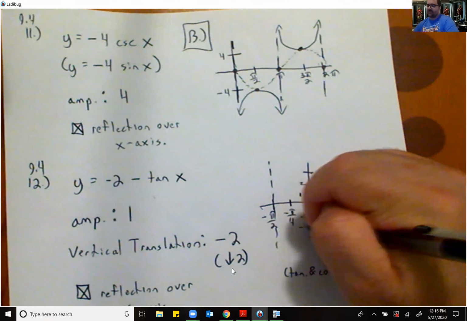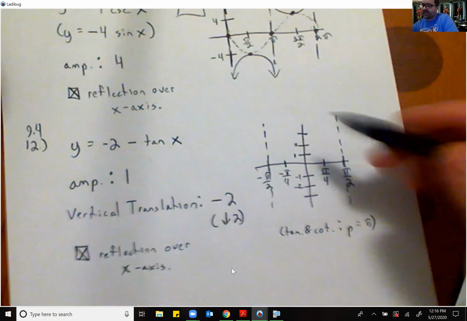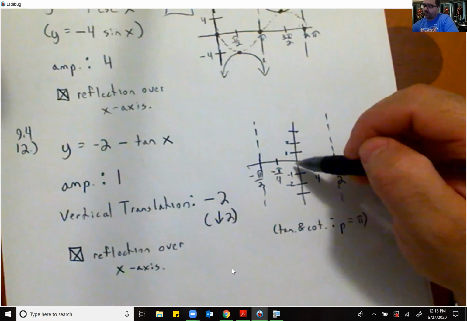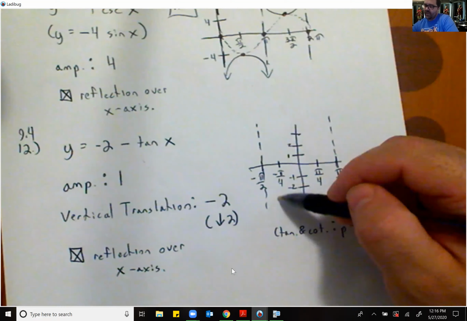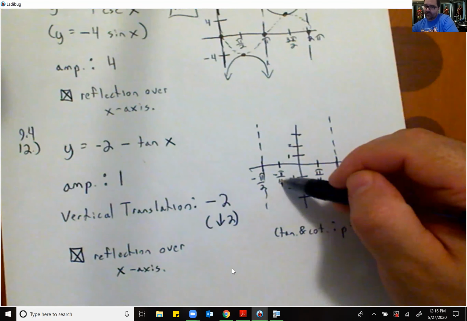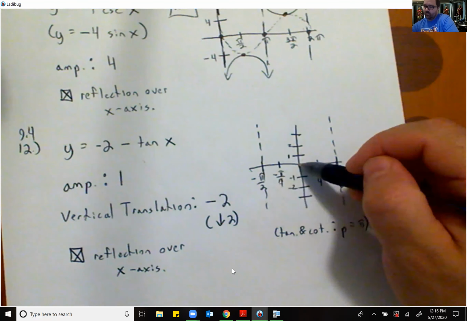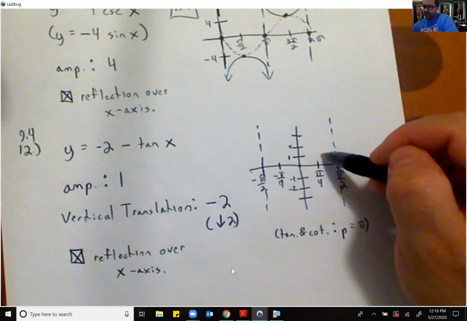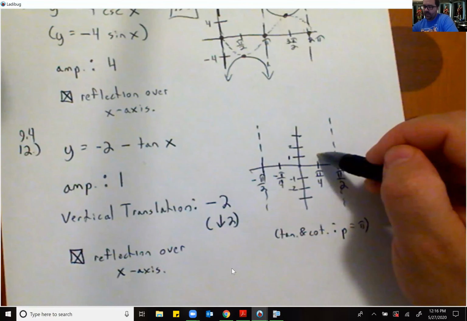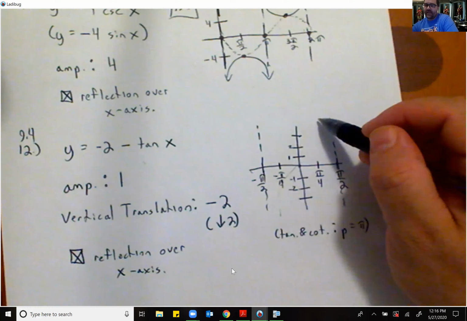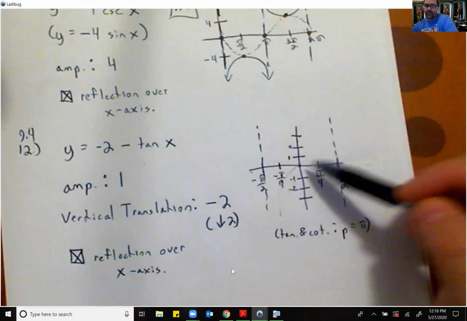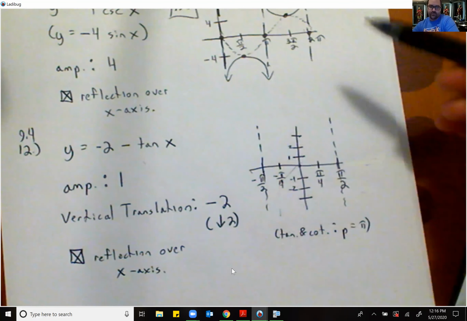So what's happened is that a normal tangent graph looks like a cubic. So cubic graphs start down here, and it would have hit negative 1 at negative pi over 4. It would have hit 0, 0, and then it would have hit positive 1 at pi over 4. And it would be a cubic graph that goes, woo, just like that. But what we did is we just took these points and we moved them all down 2. Okay?